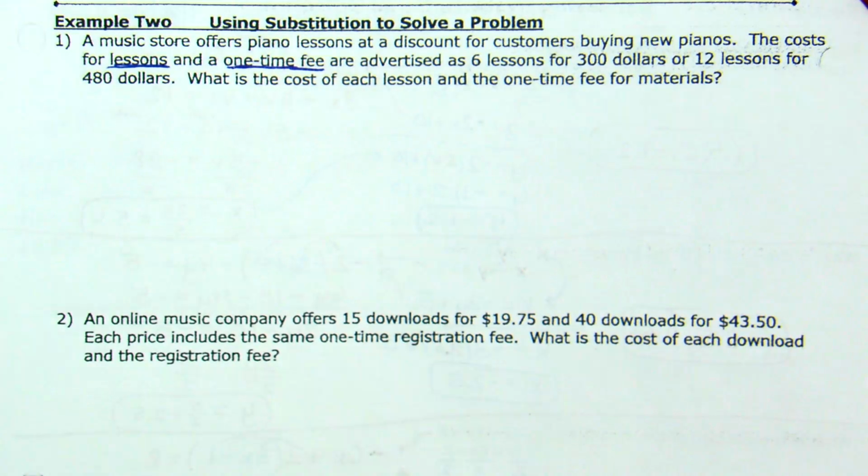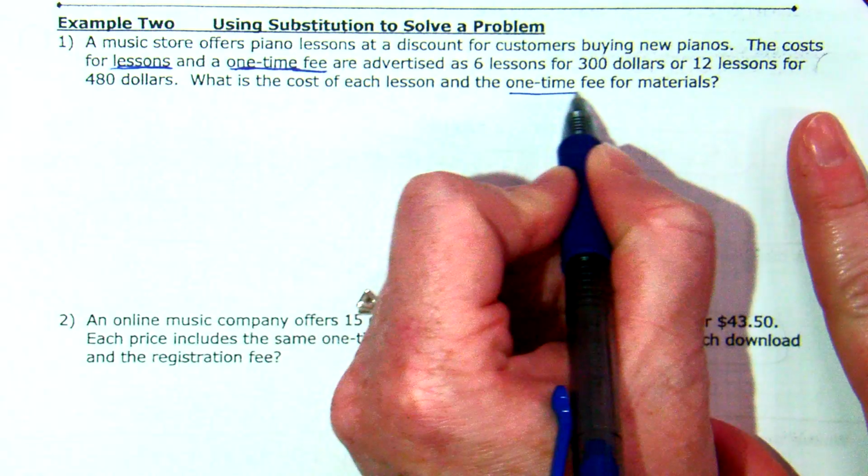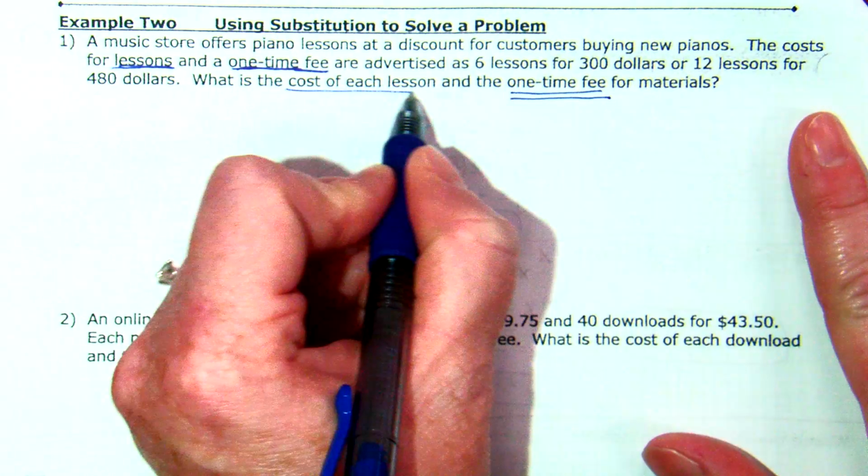Now, it doesn't specifically say here, but Monday I let you off the hook on writing equations. Today, we're practicing writing these equations. So, start by asking, what are my unknowns? What are they asking me to find that I need to put variables for? Okay, one-time fee. Do we know the one-time fee? No. So, that's going to be one of our variables. And what else do we need a variable for? The cost of each lesson.